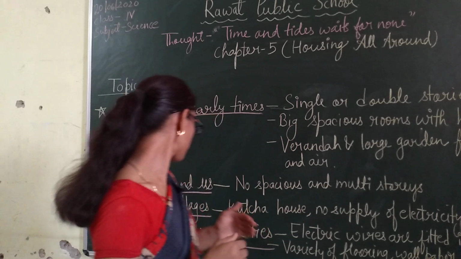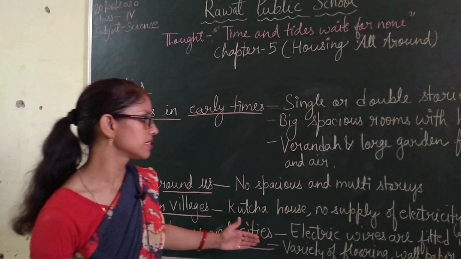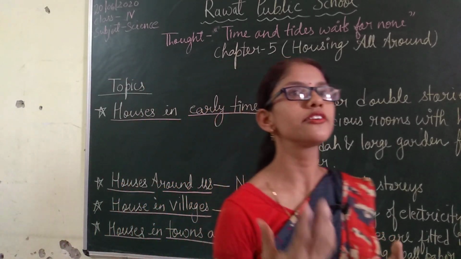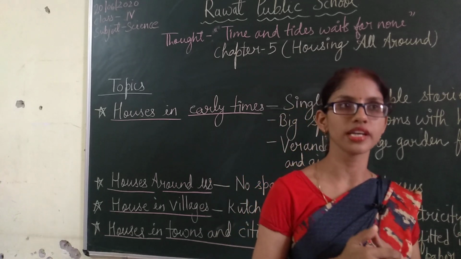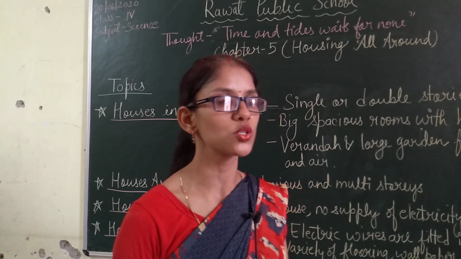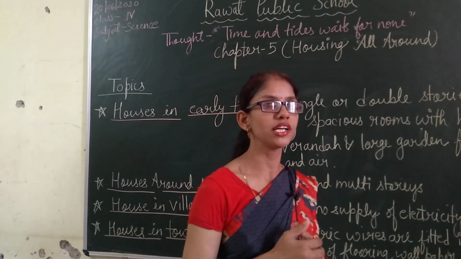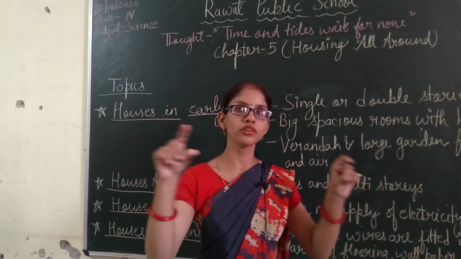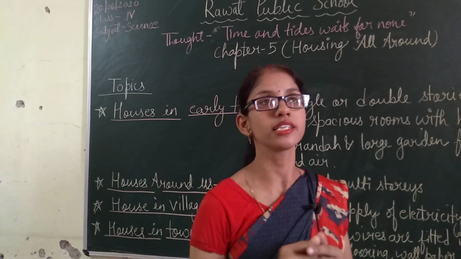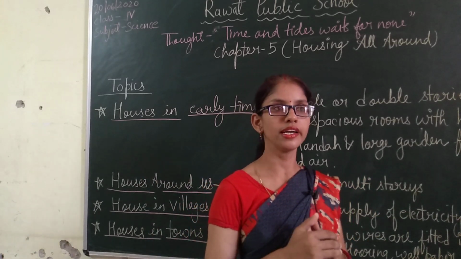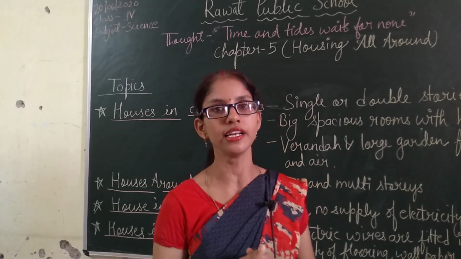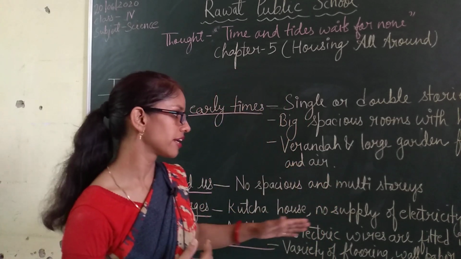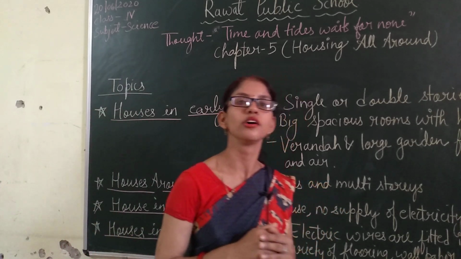But now houses in towns and cities. What is the difference between the houses in towns and cities? In earlier times they were multi-storied, and nowadays also they are multi-storied. But what happened in earlier times? The fitting of the electricity supply wires was external. Similarly, the water supply pipes were also externally fitted, but nowadays they are fitted internally inside the walls.